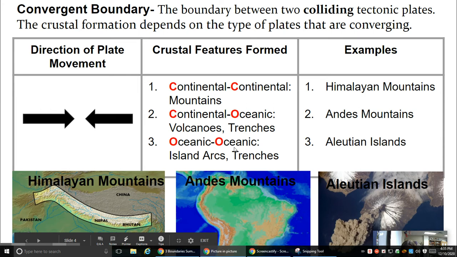And if we have oceanic plates converging, coming together or colliding, what you get are island arcs, and we can look at the Aleutian Islands up in Alaska. Trenches are also formed in the ocean, those deep depressions.